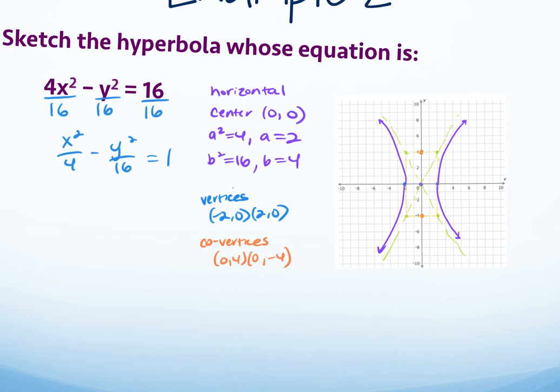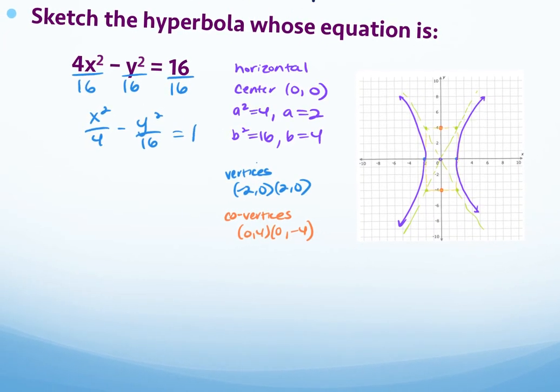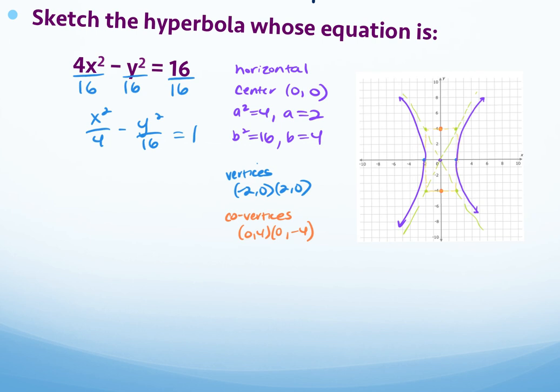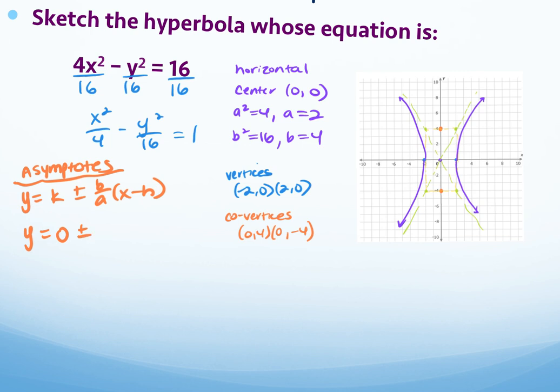Now let's say it had said find the asymptotes. Because this is horizontal, it's B over A. If it was vertical, it's A over B. If it's horizontal, it's B over A. So this would be y equals k plus and minus B over A times x minus h for the asymptotes. y would equal, my k is 0, plus and minus, B is 4, A is 2, x minus, my h is also 0. And then I would just simplify that.